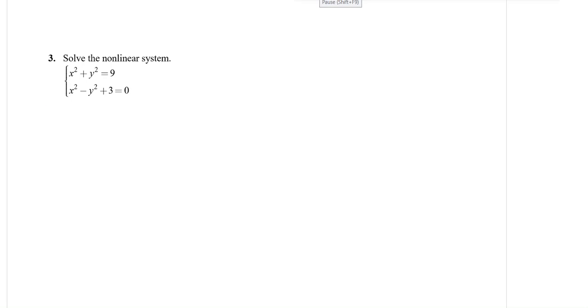We should go with elimination, because in fact, if you just add these two equations together, you see that y squared and negative y squared would just cancel out. Remember, always add the left sides together and the right sides together. So when I add the left sides, x squared plus x squared becomes 2x squared. The y squares cancel. I still have a plus 3 on that side. And on the right-hand side, we have a 9.